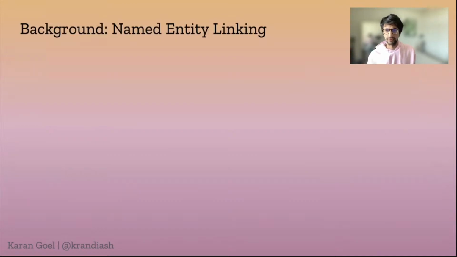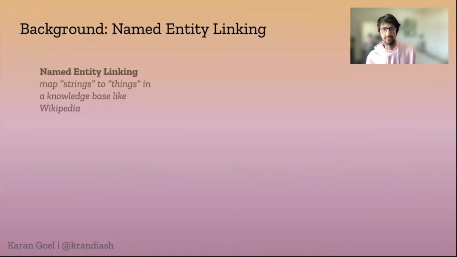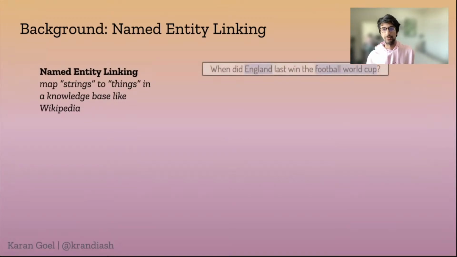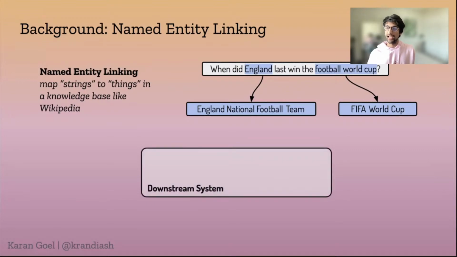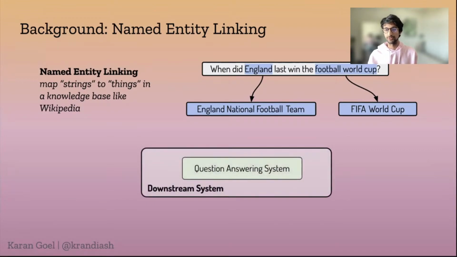So for the first piece of work, let me give you a quick brief on named entity linking, which is this task where you want to map strings or text to things in a knowledge base like Wikipedia. Let's look at a quick example. Let's say you have a sentence like, when did England last win the Football World Cup? In this case, what you would want your model to do is link England to the English national football team and Football World Cup to FIFA World Cup, because these are the grounding of these entities that you found in the text. And then you might have a downstream system, let's say for question answering.